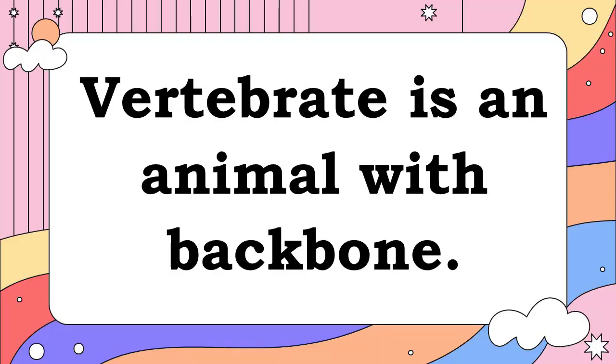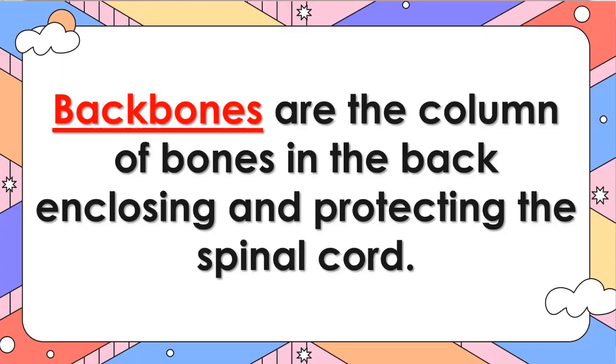Hi! I have here a cat named Trixie. A cat is a vertebrate animal. What is a vertebrate animal? Vertebrate is an animal that has a backbone. Backbones are column of the bones in the back enclosing and protecting the spinal cord.